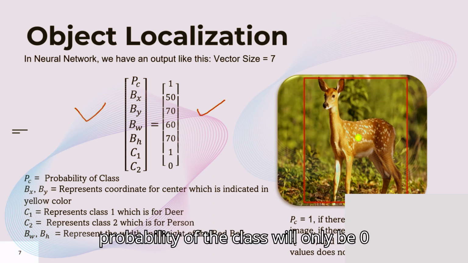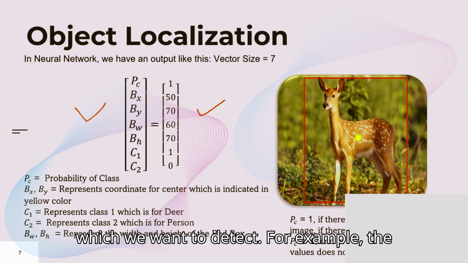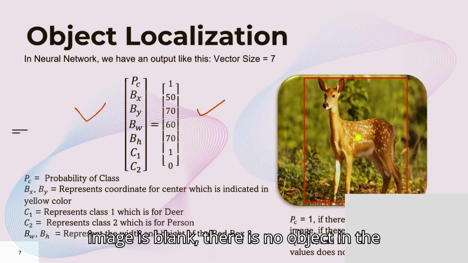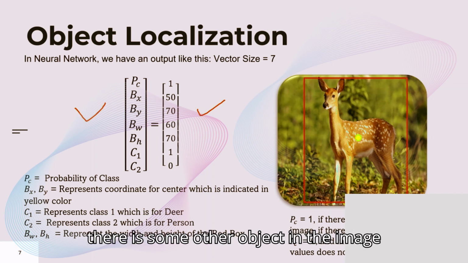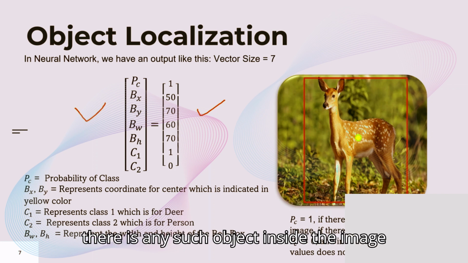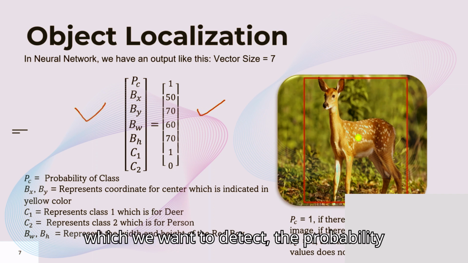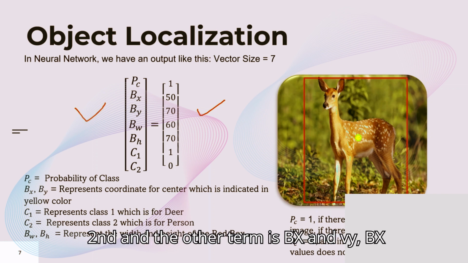The probability of the class will only be 0 if there is no such object in the image which we want to detect. For example, the image is blank. There is no object in the image, so the probability of class is 0. Or there is some other object in the image which we don't want to detect, the probability of class will be 0. If there is any such object inside the image which we want to detect, the probability of class will be 1. The other terms are bx and by.